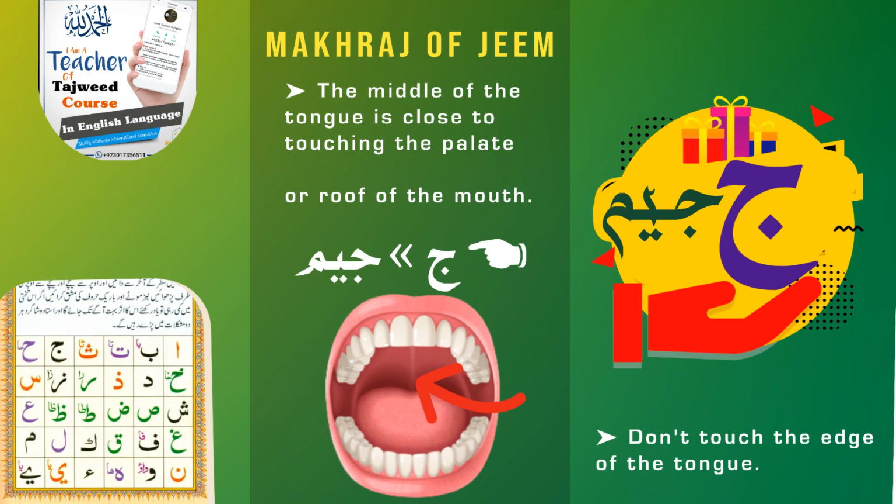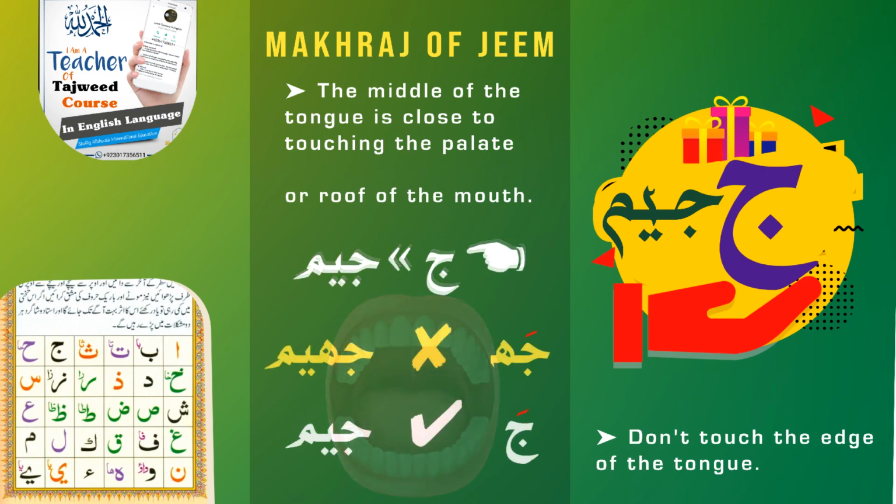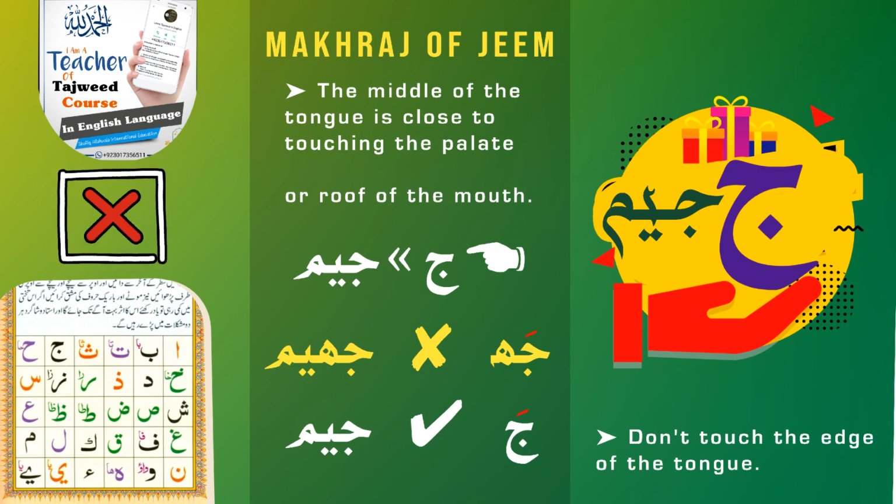My dear students, remember it. Don't touch the edge of the tongue. When you touch the edge of the tongue, you say jha, jim. Don't say jha. It's not a jha. Touch the middle of the tongue and say ja, ja, ja.